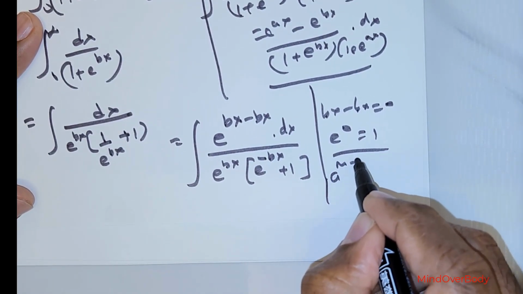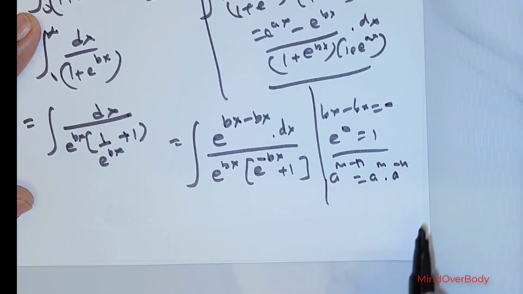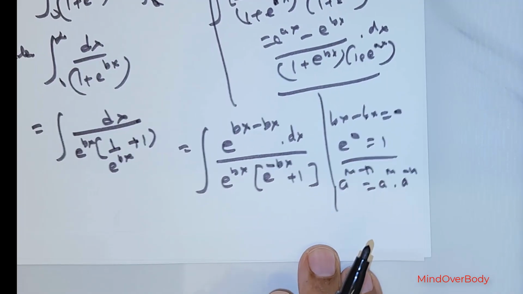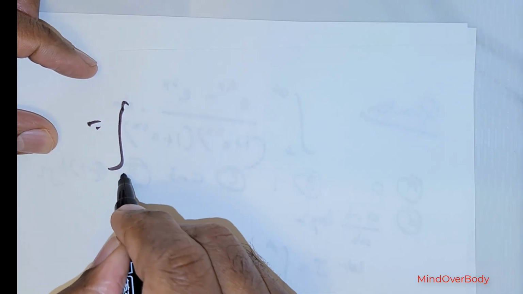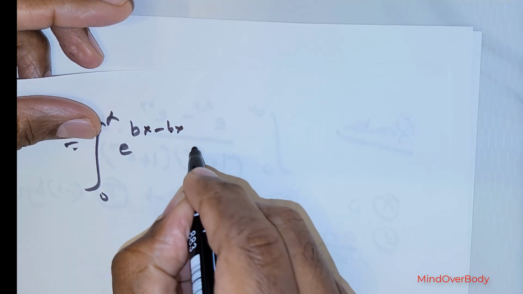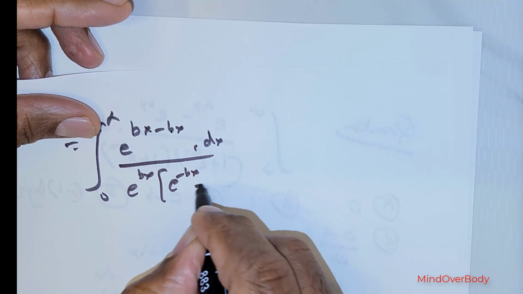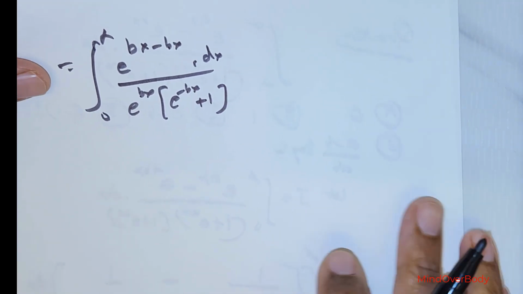Also a^(m-n) can be rewritten as a^m times a^(-n). So having got that, let me go and rewrite it on the next page. This is equal to the integral from 0 to infinity, and I am rewriting it as e^(bx - bx) dx divided by e^(bx) times (e^(-bx) + 1). This is what we have.